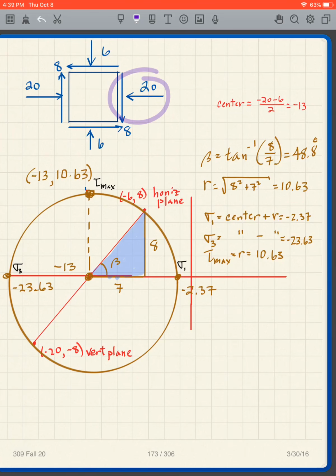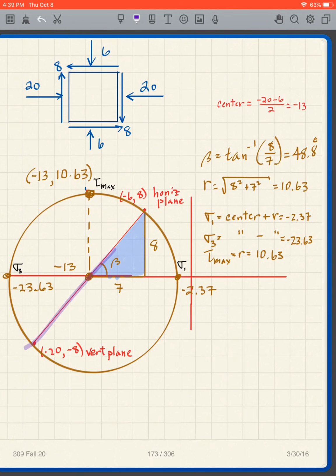There's the vertical plane, and that's -20, -8. So I just put it on there, -20, -8, on the vertical plane. I'll look at this one this time, the horizontal plane. That's -6, +8. So -6, 8 for the horizontal plane. It's there.